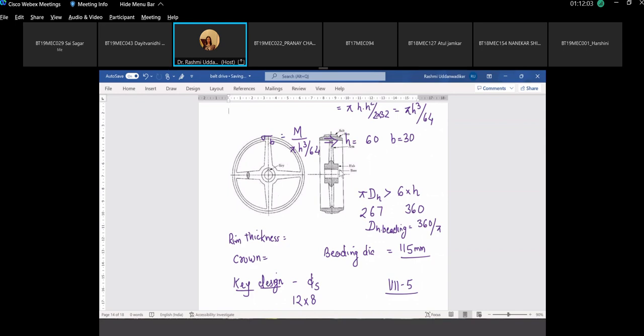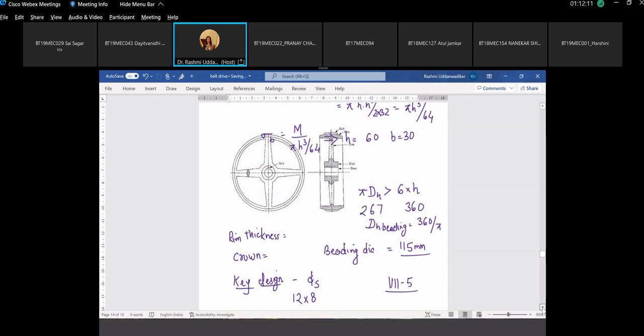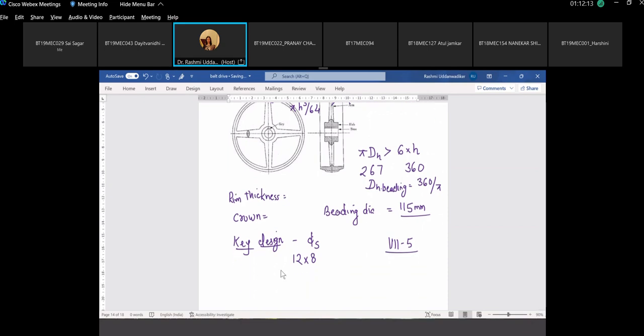You can keep it slightly longer to protrude from one end. Slightly more, so 2 mm more than the length of the hub. Or even if you take the length of the key equal to the length of the hub, it is correct. Normally it is slightly projected out. So this is the cross section of the key, and then the length of the key.